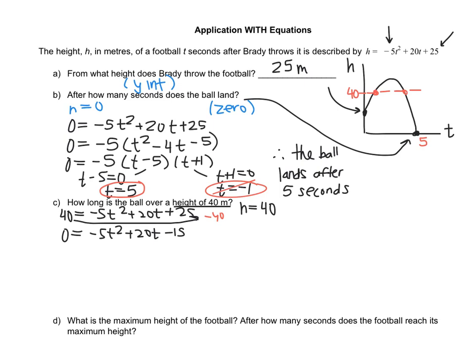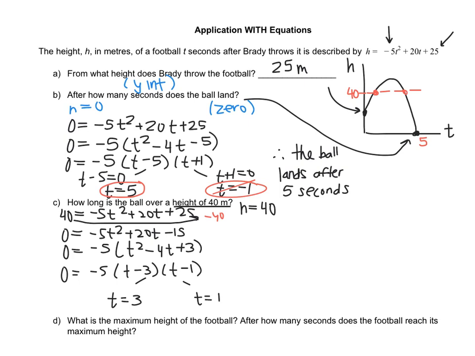And now once again, I'm going to solve this quadratic equation by factoring. So I'm going to factor out the negative 5 because it's still possible. So t squared minus 4t. But this time, negative 15 divided by negative 5 is positive 3. So now I need two numbers that multiply to positive 3 and add up to negative 4. So those two numbers are both going to be negative, and it's going to be negative 3 and negative 1. So that your solutions are positive 3 and positive 1.